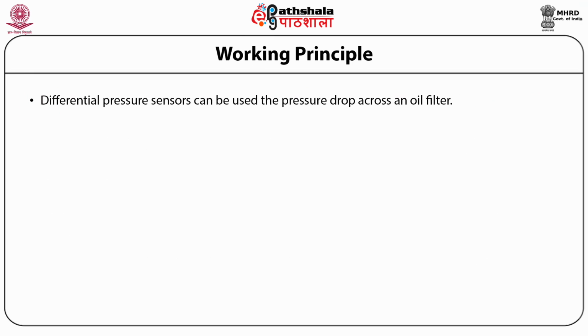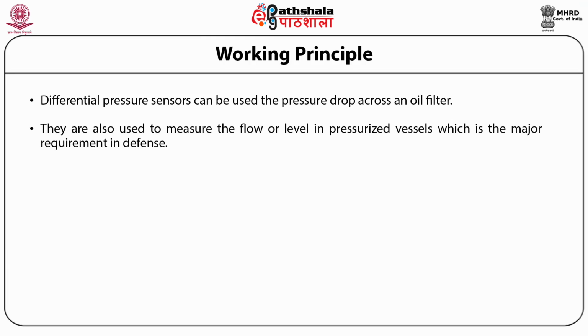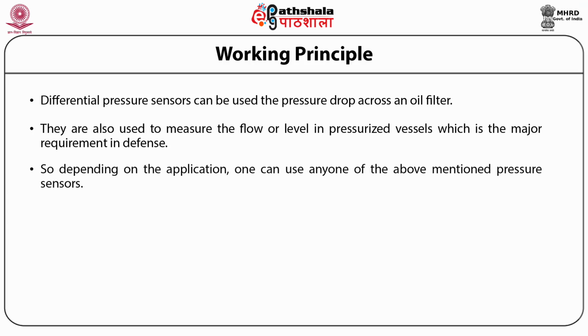Differential pressure sensors can be used to measure the pressure drop across an oil filter. They are also used to measure the flow in pressurized vessels in a non-major, or you can say a required manner, in defense applications. So depending on the applications, one can use any one of the above mentioned pressure sensors.